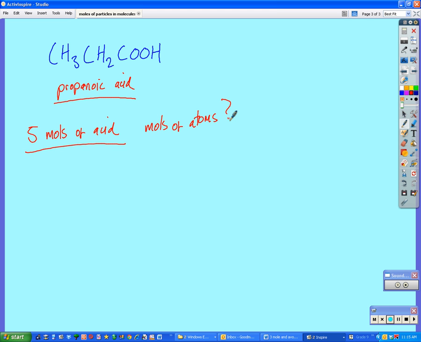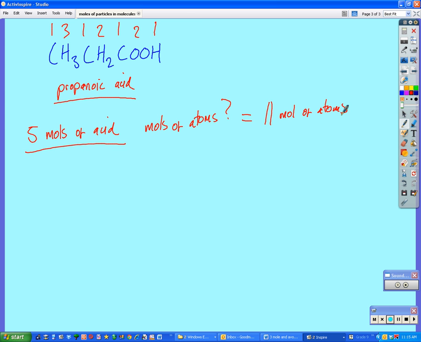Think about that for a moment, or even pause. Okay, 5 moles of atoms. We've got 1 here, 1 carbon. We've got 3 hydrogen. We've got 1 carbon, 2 hydrogen, 1 carbon, 2 oxygen, and 1 hydrogen. That gives us 11 moles of atoms.